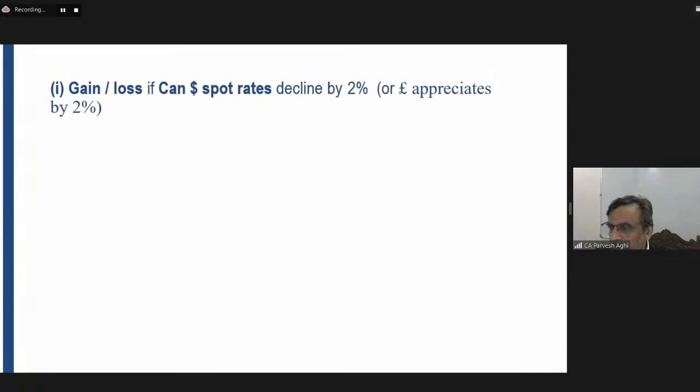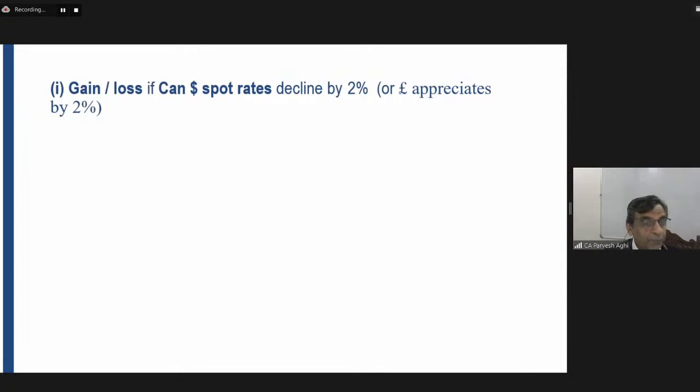The first question says, gain or loss if the Canadian spot rate declines by 2%. So we have to calculate the gain or loss if the Canadian spot rate declines by 2%, which also implies that the pound is going to appreciate by 2%. If the Canadian dollar declines by 2%, then the pound appreciates by 2%.